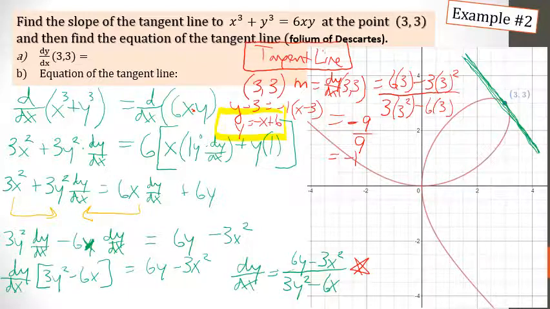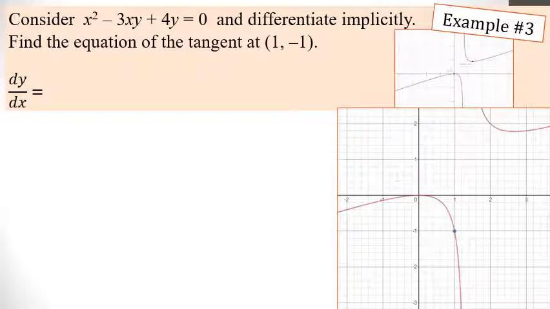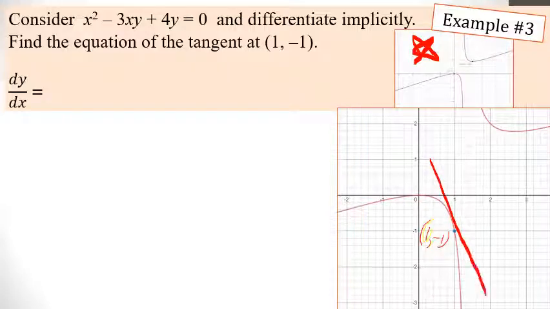Take it slow. Okay, we're going to look at another implicit differentiation problem, and this one, I want you to note a couple things. Number one, I showed a picture up here in the top of the curve because I wanted you to see what it looked like. And then down at the bottom, we have the point (1, -1) that they want us to find the tangent line to. And we can see that the tangent line is going to be negative.